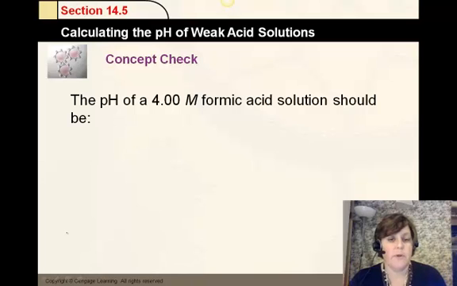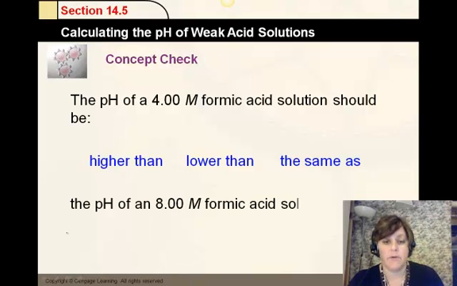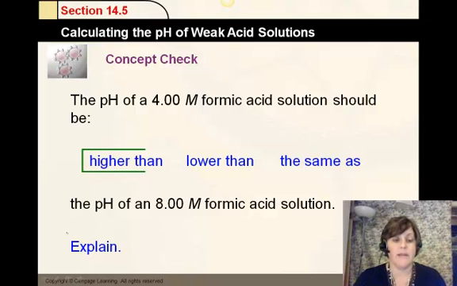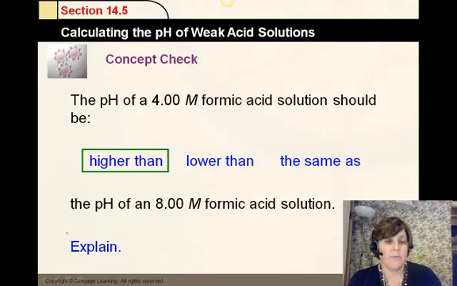The pH of a 4 molar formic acid should be higher, lower, or the same as the pH of an 8 molar formic acid solution. Again, higher, because pH depends on the hydrogen ion concentration. If you have a lower hydrogen ion concentration, you're going to have a higher pH.